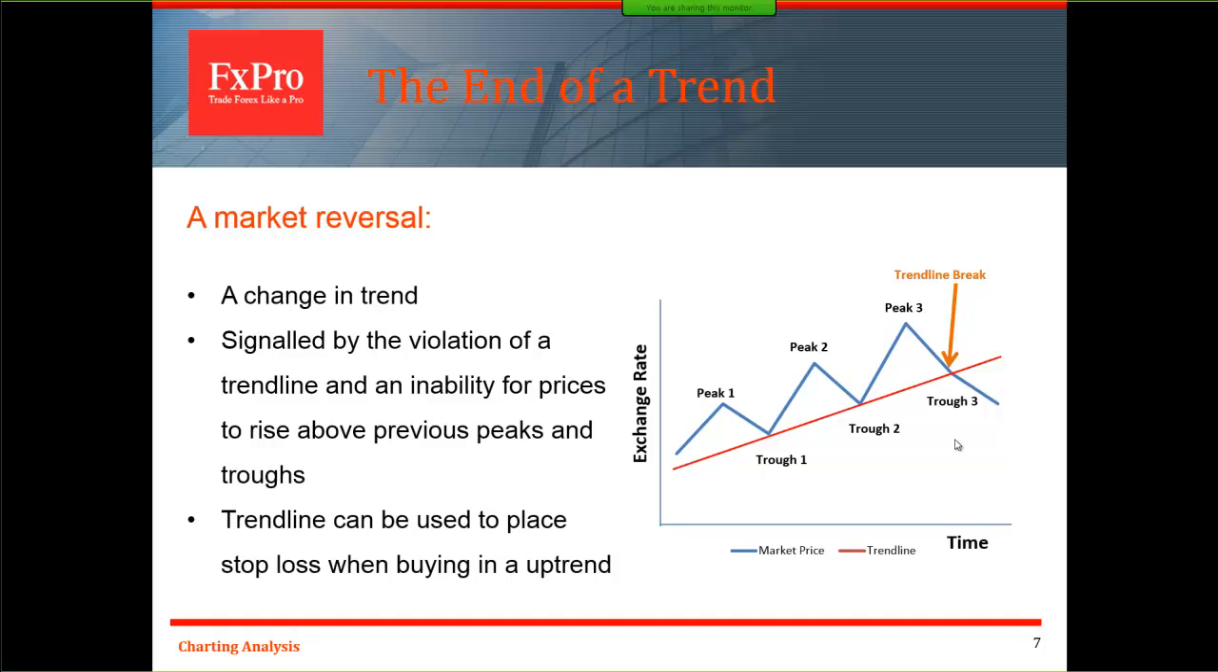Remember, just because an upward trend line has been broken doesn't mean that a downtrend will occur. The break of the trend line simply indicates a change in trend. So it's possible after a sustained up move that we see a period of consolidation with price moving sideways.